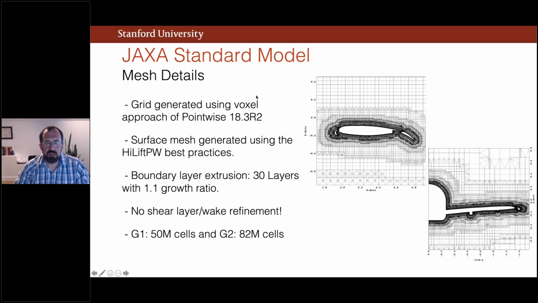Here you can see some of the mesh details. For our simulations, Eduardo created the mesh using Pointwise and its voxel core meshing capability. He tried to keep to the practices outlined in the workshop for a close to apples to apples comparison. And note that we created two meshes, G1, which was a little coarser, and G2, which was a more refined or finer mesh.